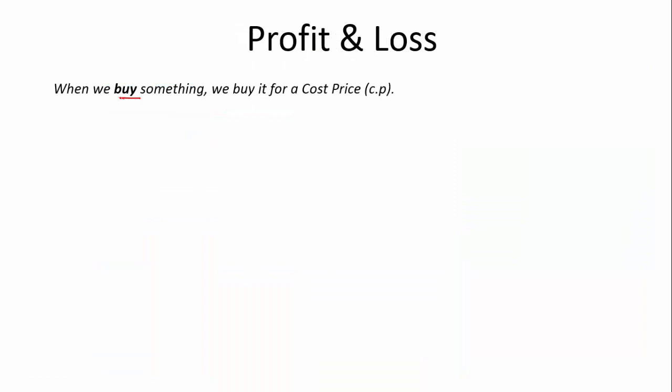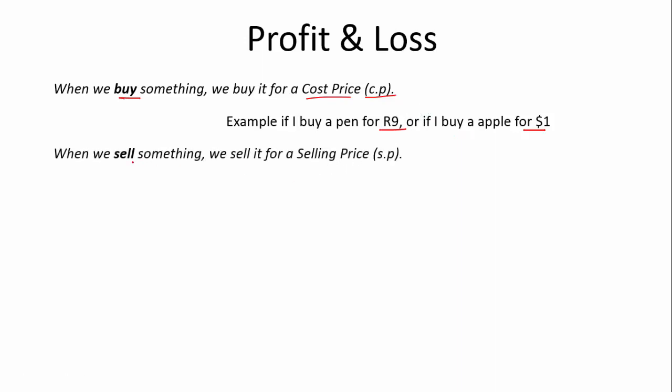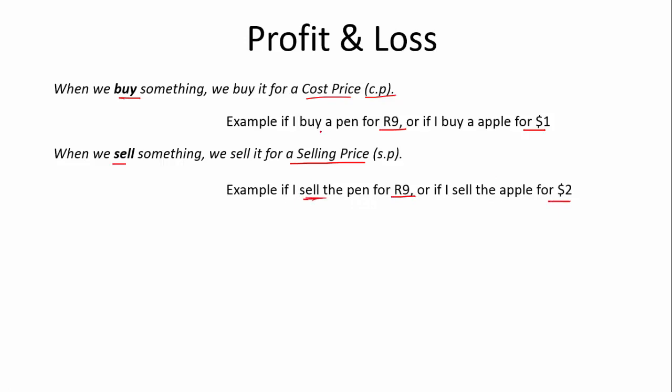So let's start. When we buy something, we buy it for a cost price, right? For example, if I buy a pen for 9 Rand or if I buy an apple for $1, that is the cost price of that object. When we sell something, we sell it for a selling price. Okay? So if I sell a pen for 9 Rand or if I sell an apple for $2, that is the selling price, and then we buy something for the cost price.